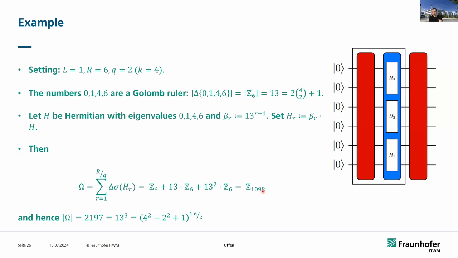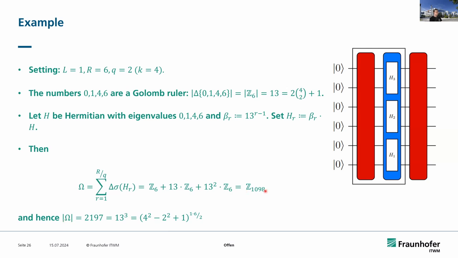And again, let's check if our previous formula is correct for this example. So what is the size of this set? It's 2 times 1098 plus 1. That's exactly 2197. And that is exactly 13 cubed. And that matches this expression here. Yeah, 4 squared is 16, minus 2 squared is 12, plus 1 is 13, and 1 times 6 divided by 2 is 3. That's exactly 13 cubed.